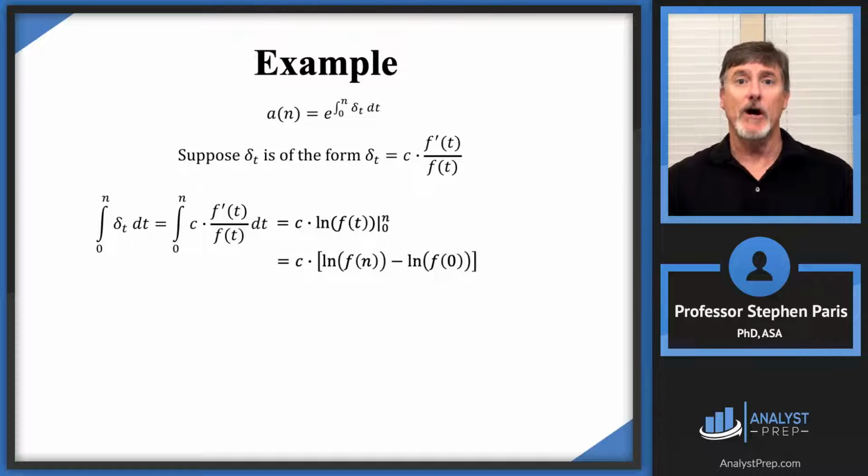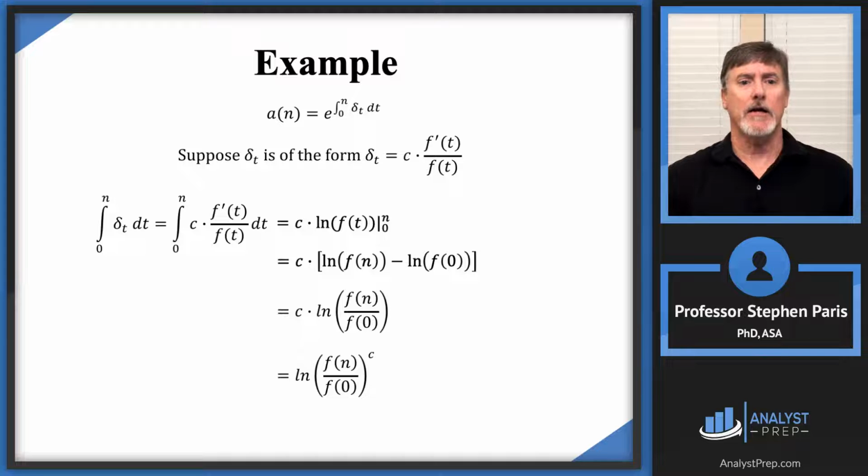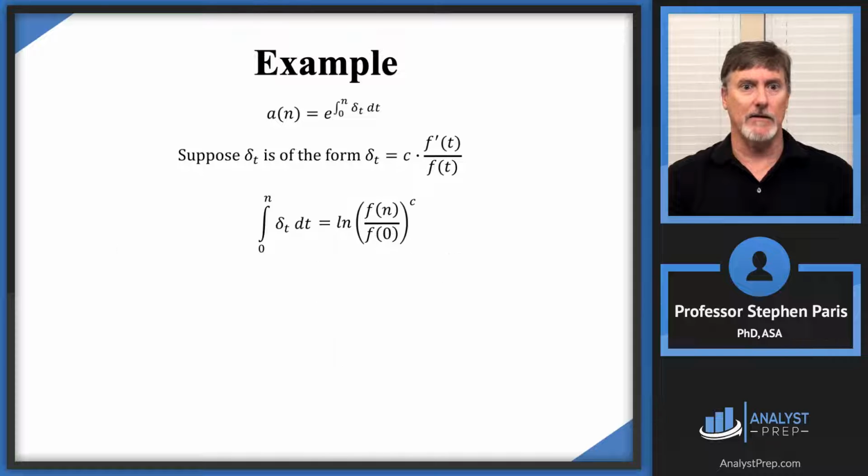And then I can use properties of logarithms to combine what's in brackets as a single logarithm. So I get c times the ln of, and now the argument of the logarithm is f of n divided by f of 0. And then I could use another property of logarithms and bring that c up and write this then as the ln of f of n divided by f of 0 all raised to the c power. Now let me kind of clean this up by just putting in the first and last expressions.